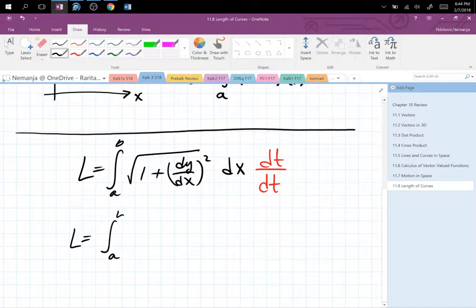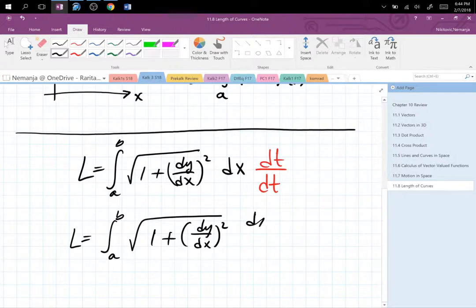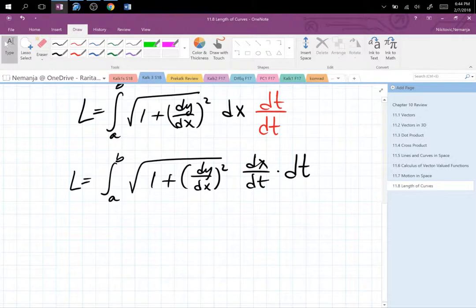So, again, 1 plus dy dx everything squared, dx over dt, dt. Then this goes under the square root.